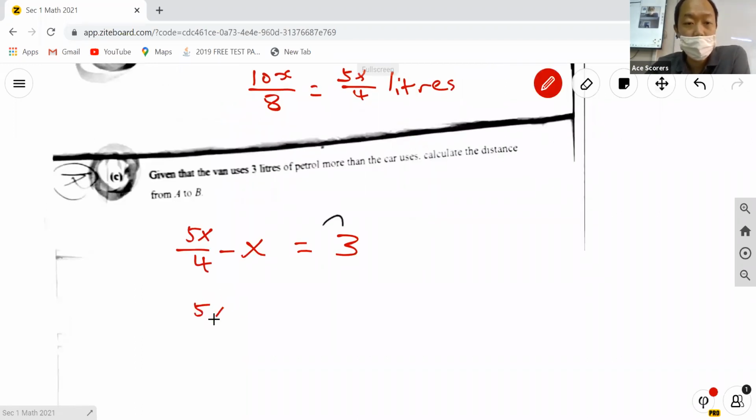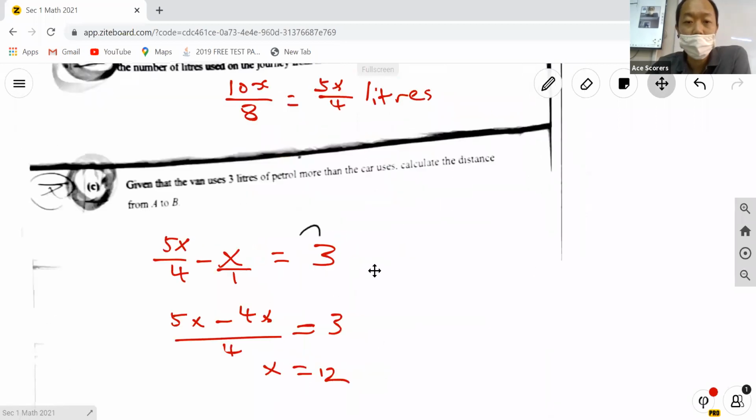So 5x minus 4x over 4. Because it's over 1, I have to times it by 4. That gives me a 3, and 4 times 3 is 12. So 5 times x equals 12. Now calculate the distance.